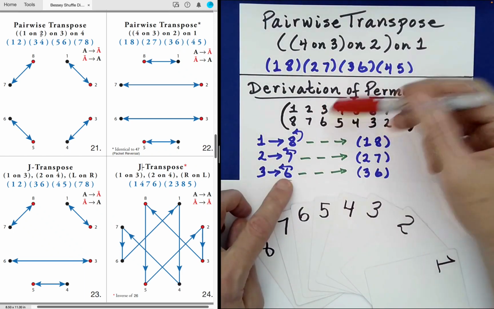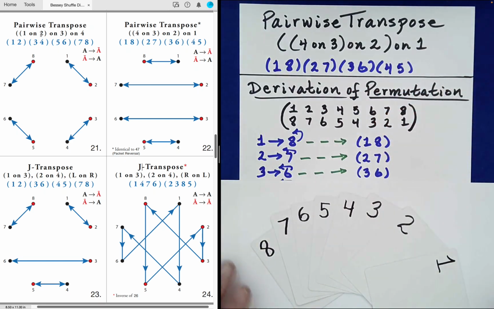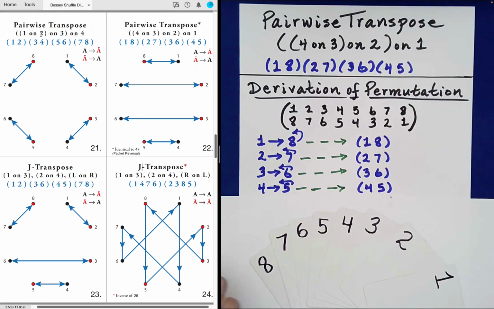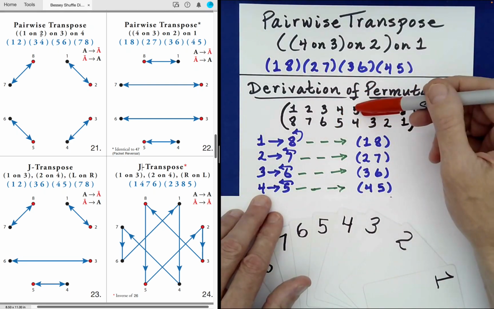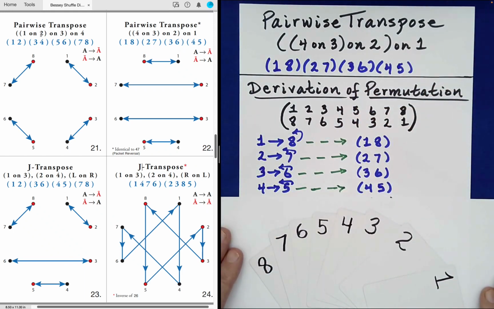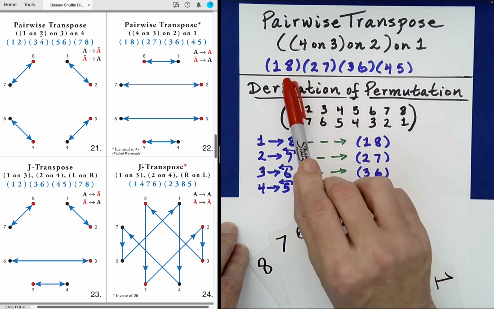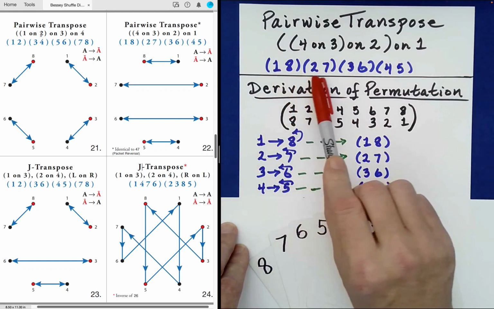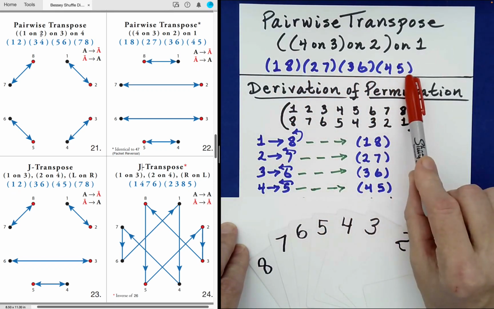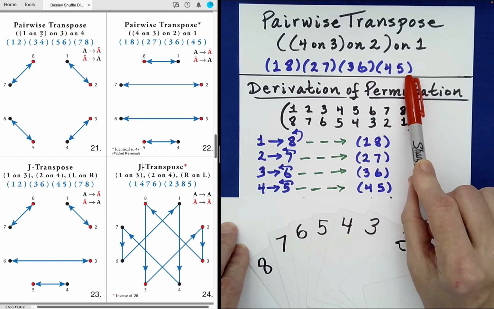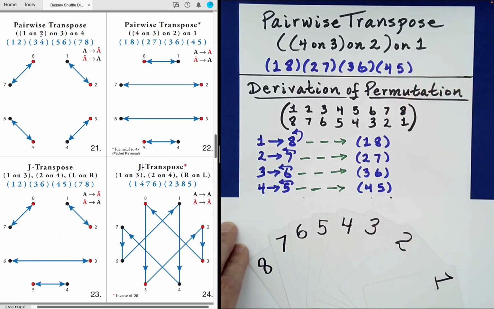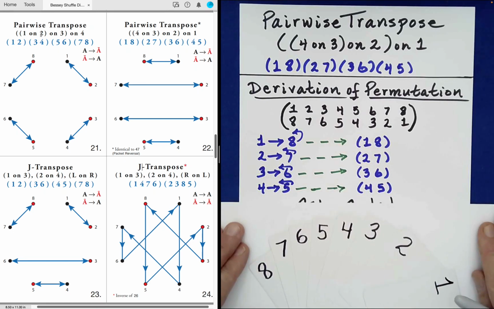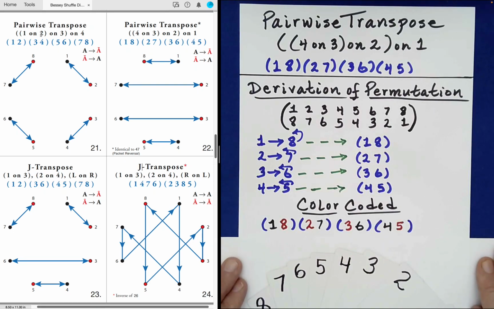3 goes to 6 and 6 goes to 3. Here is our third transposition. And 4 goes to 5 and 5 goes to 4. So here's our fourth transposition. So whether it's apparent immediately or not, this right here is the cycle notation for a packet reversal of 8 cards. Color coding the numerals 1 through 8, we obtain the following.